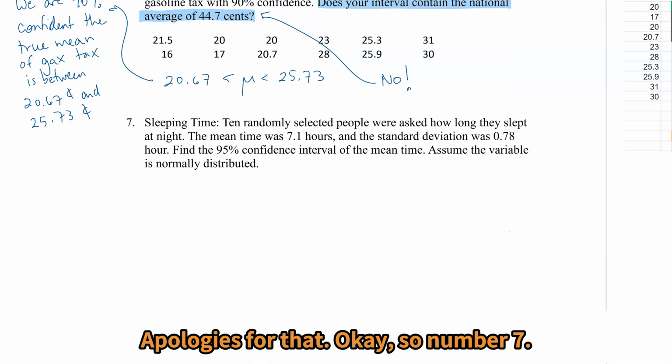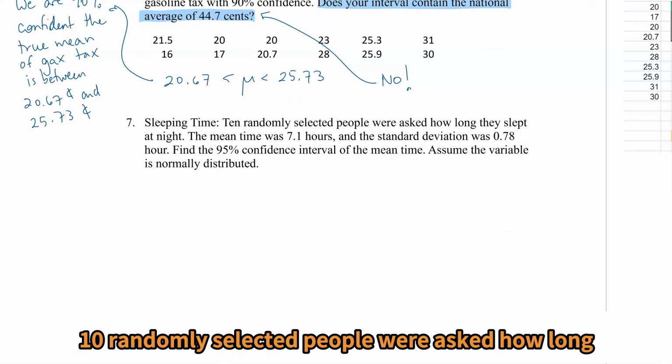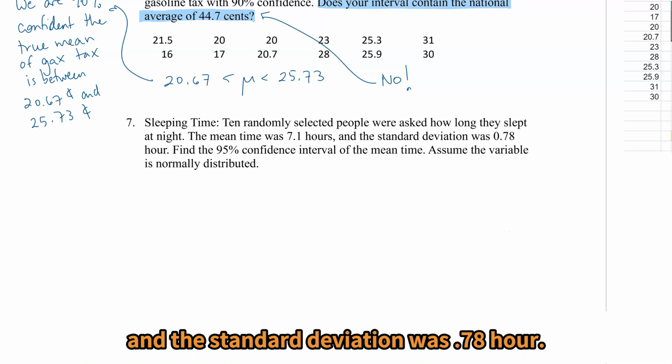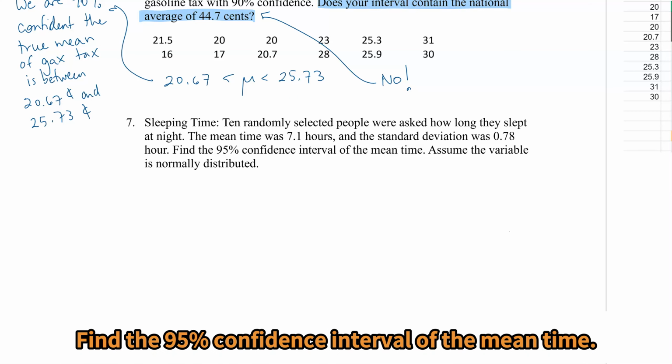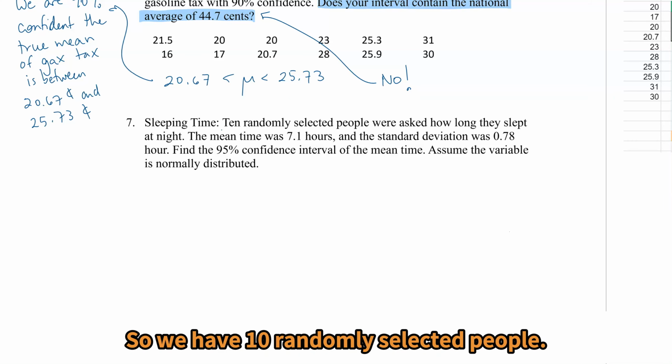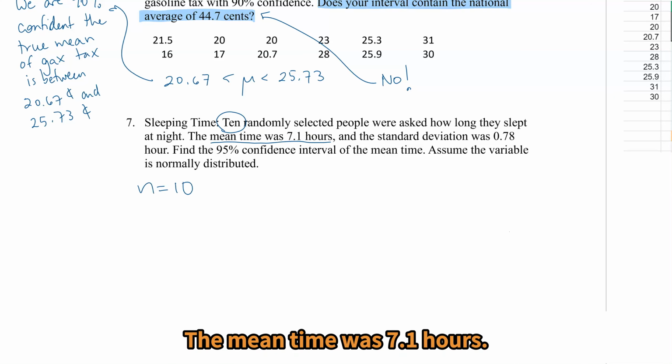Apologies for that. Okay, so number 7: 10 randomly selected people were asked how long they slept at night. The mean time was 7.1 hours and the standard deviation was 0.78 hour. Find the 95% confidence interval of the mean time. Assume the variable is normally distributed. So we have 10 randomly selected people.